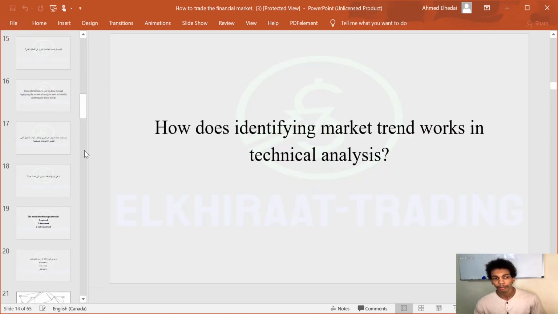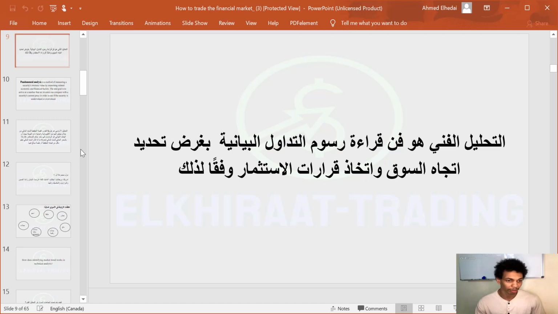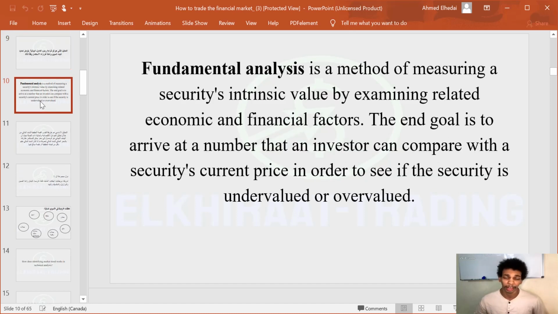So let's go back to the basic definitions of trading. We finished with technical analysis. We defined it as anything that has to do with reading the trading chart for the purpose of identifying the market trend and taking advantage of it.